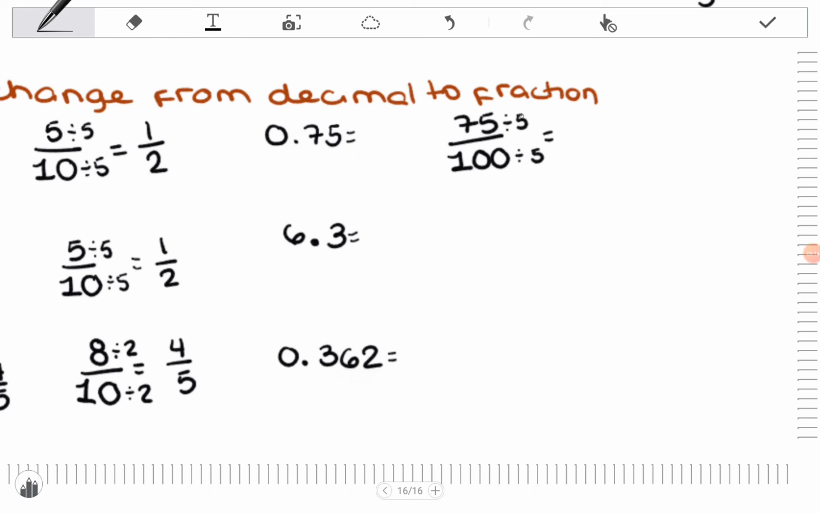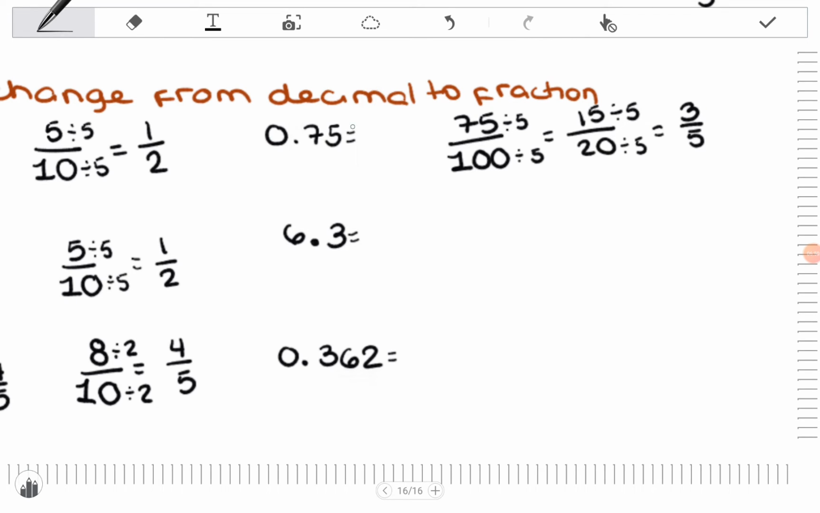Remember, we have to use the same number on top and at the bottom. 75 divided by 5 is going to be 15. And 100 divided by 5 is going to be 20. Once again, I can keep simplifying, so I cannot stop, okay? Both numbers are divisible by 5 once again. So I'm going to write 15 divided by 5 is 3, 20 divided by 5 is 5. Can I keep simplifying? No, right? So we have that 75 over 100 is the same as 3 over 5.